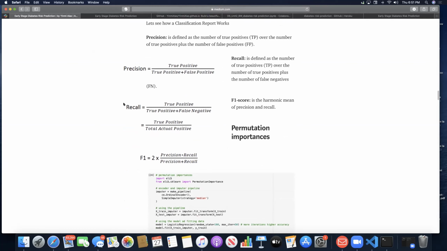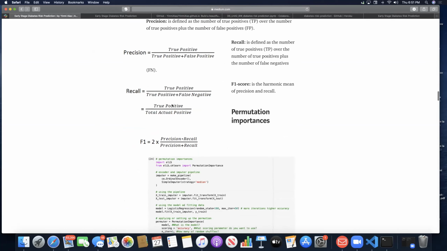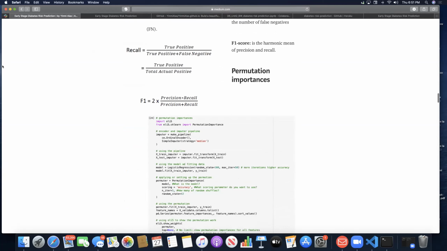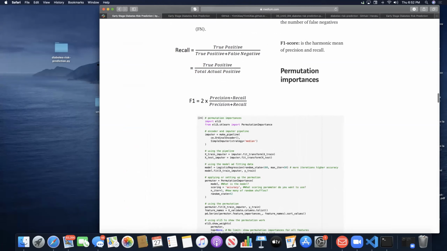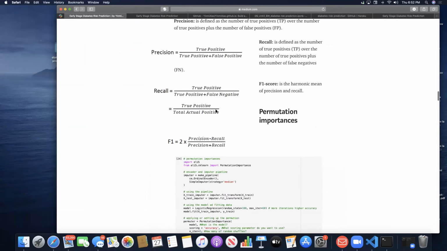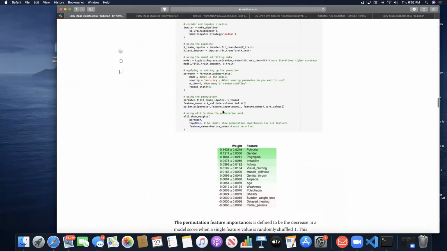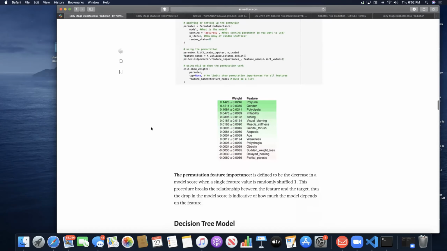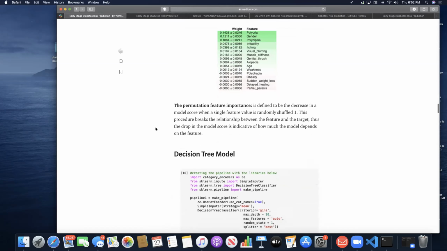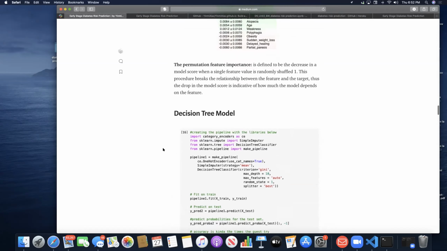Precision formula, the recall, the F1. So what is... hang on a second. This loop, like, smooth. Wow. Well, permutation importance. This is my permutation importance. Permutation means the features that help you with the feature depends on the models.